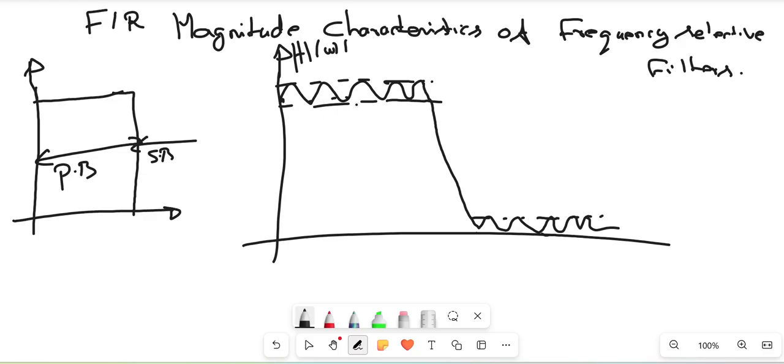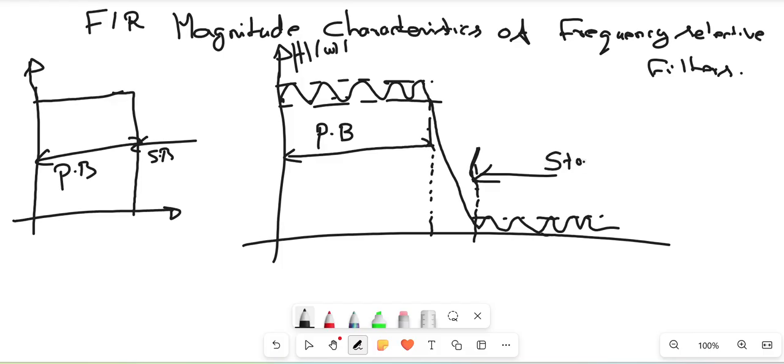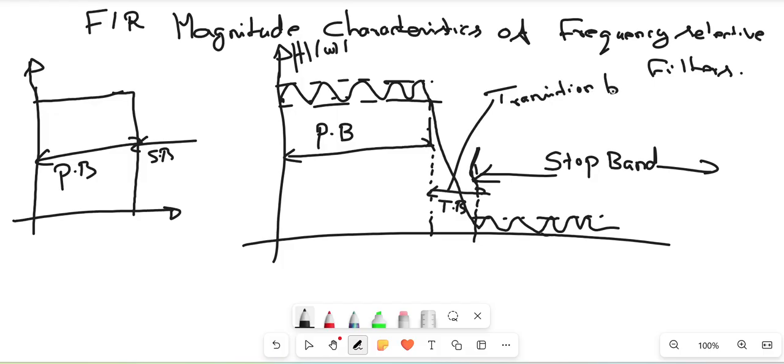So, this is your pass band. If you see here, this is your pass band. This is your stop band. This is your transition band.